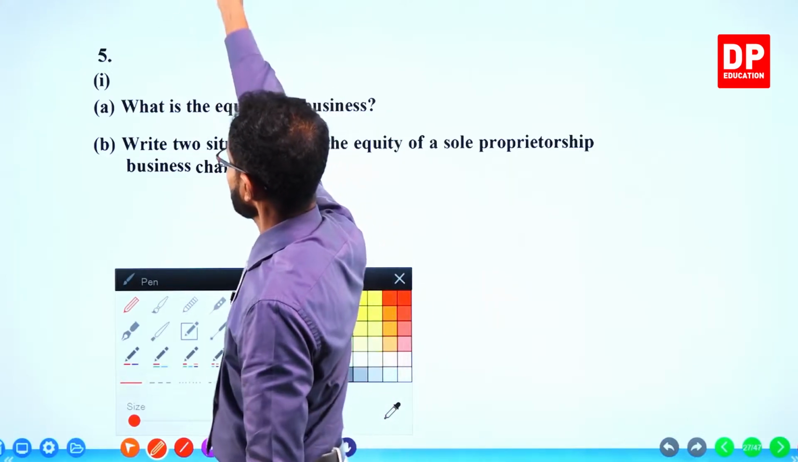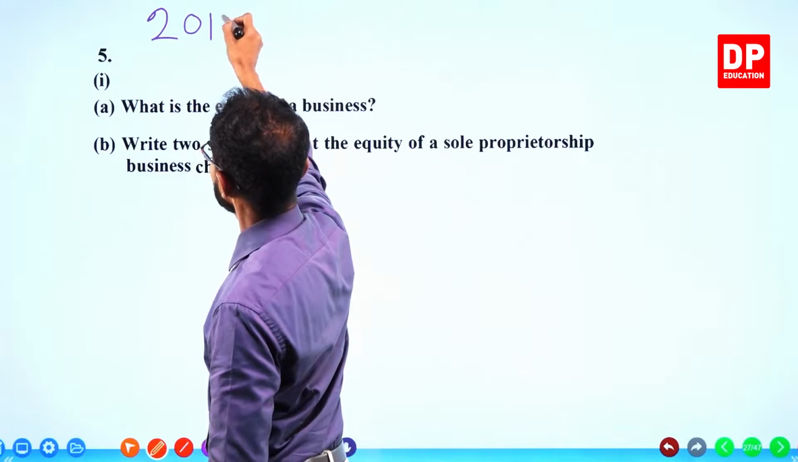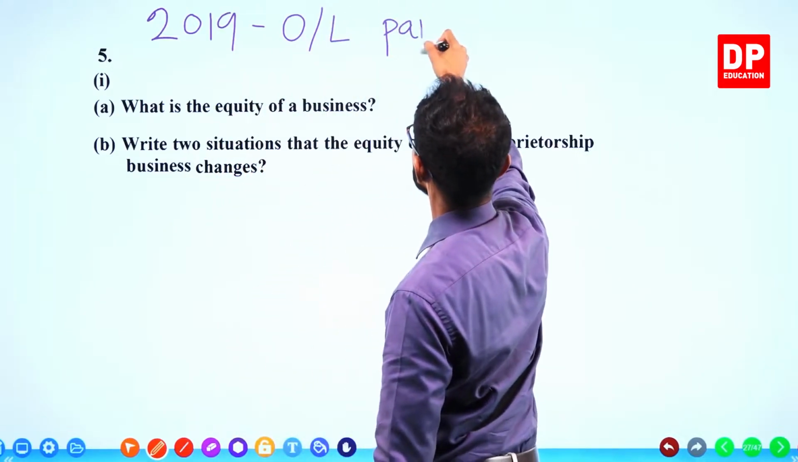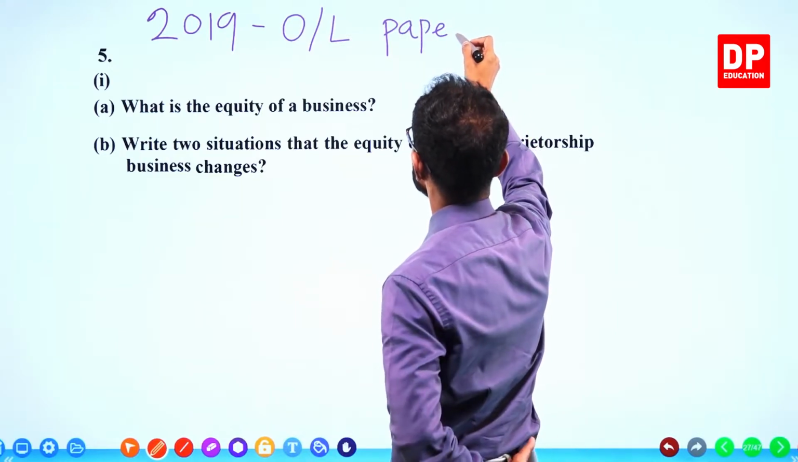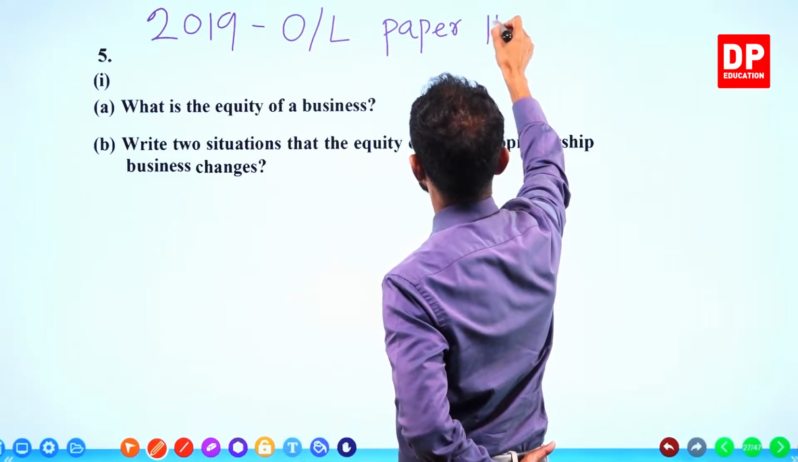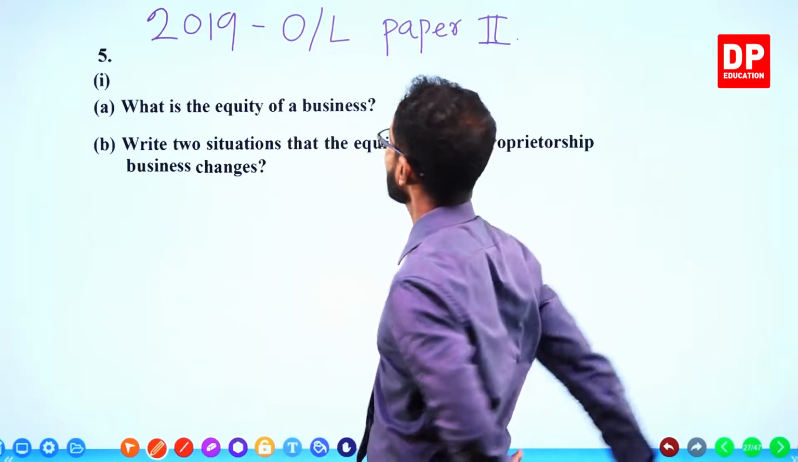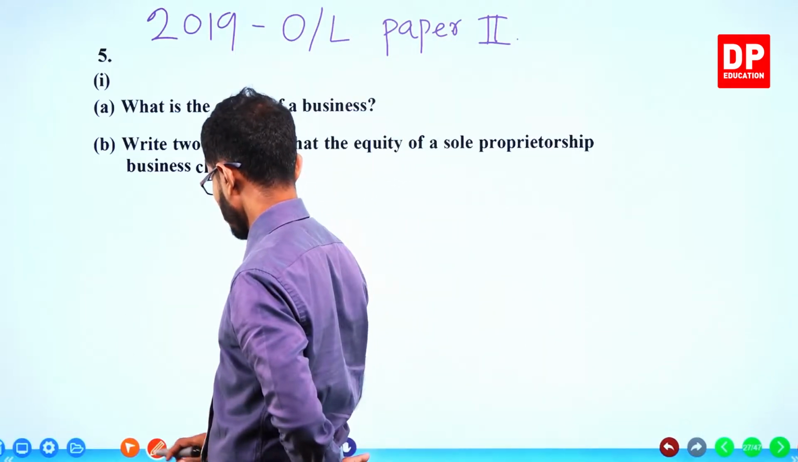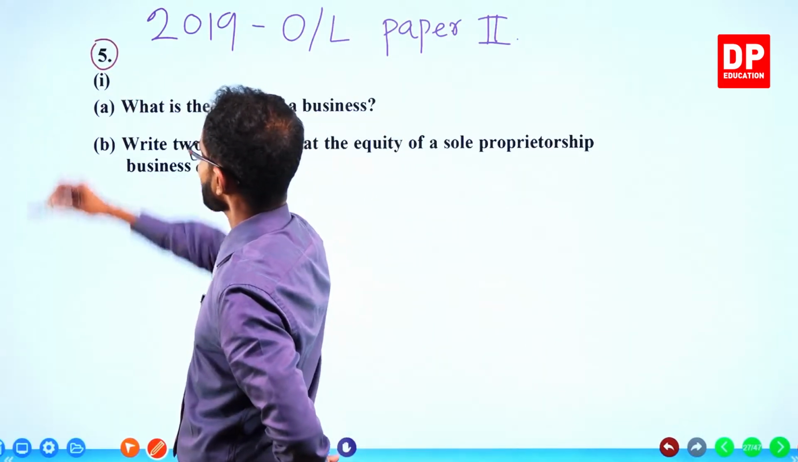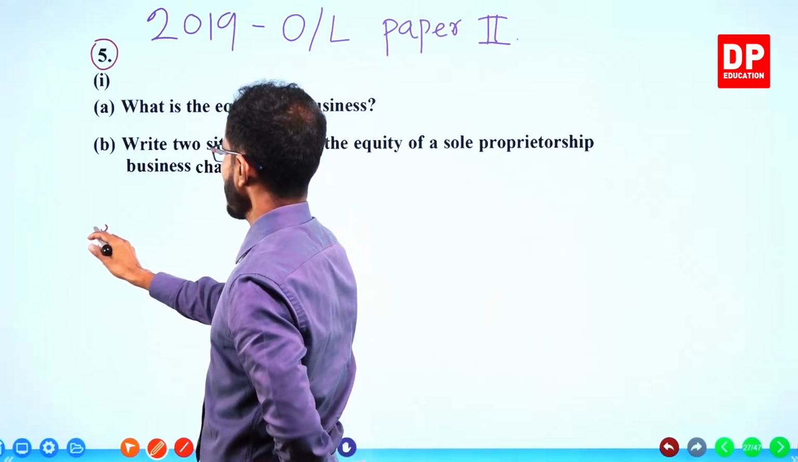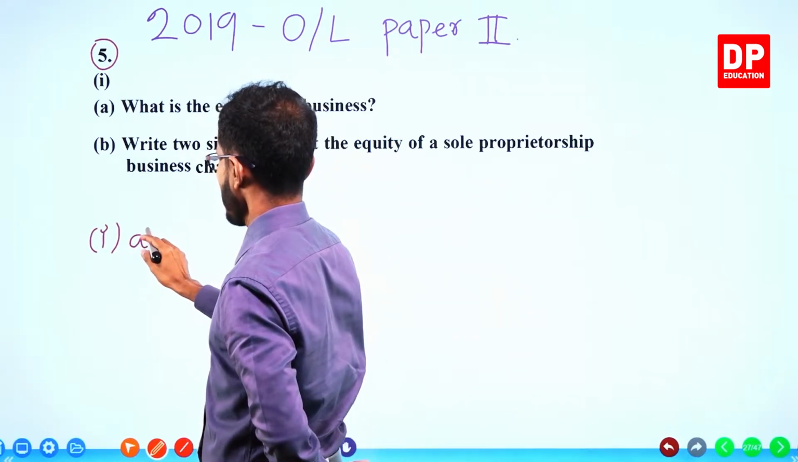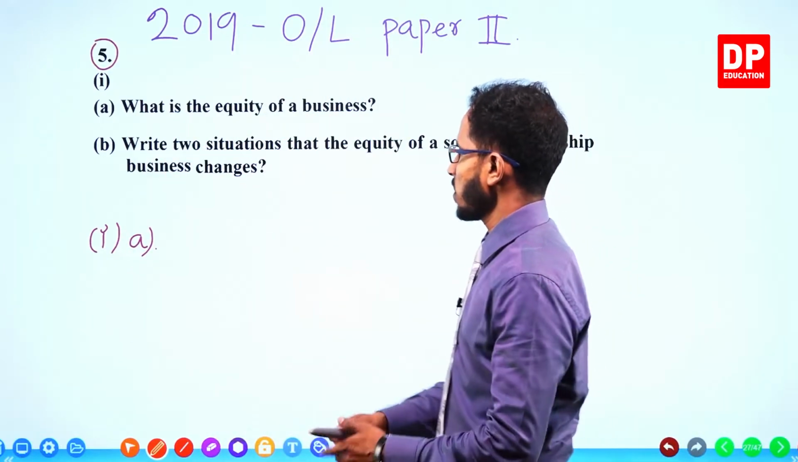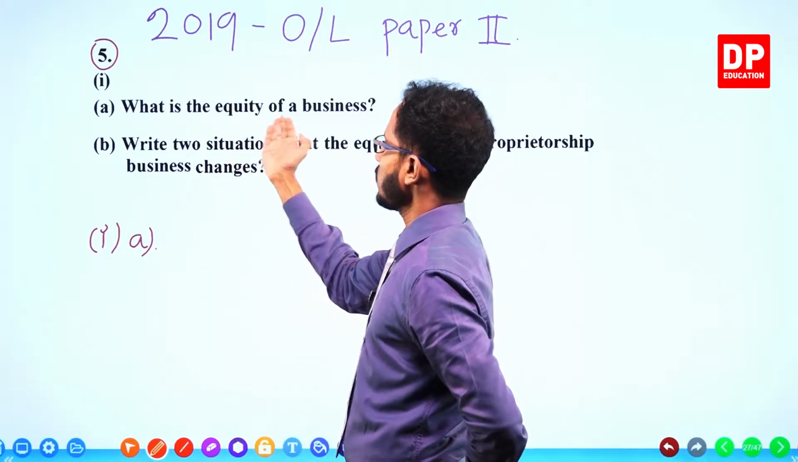This is the 2019 O level paper 2, question number 5, Roman number 1A. What is the equity of a business?